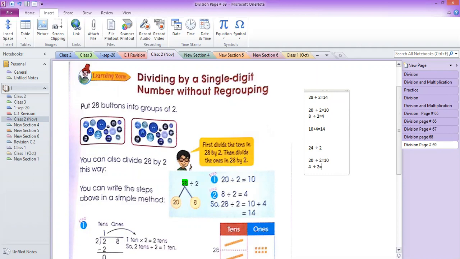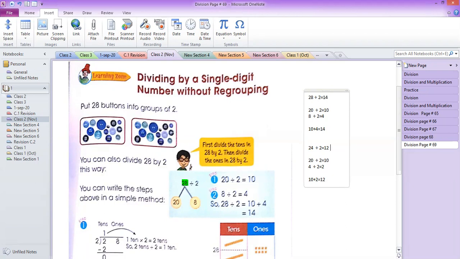Now 4 divided by 2, 2 multiplied by what number will give you 4? That will be 2, right? And then add these two numbers, 10 and 2. 10 plus 2 equals 12. So 12 will be your answer: 24 divided by 2 equals 12. In that way we can also solve. This is also one of the methods.